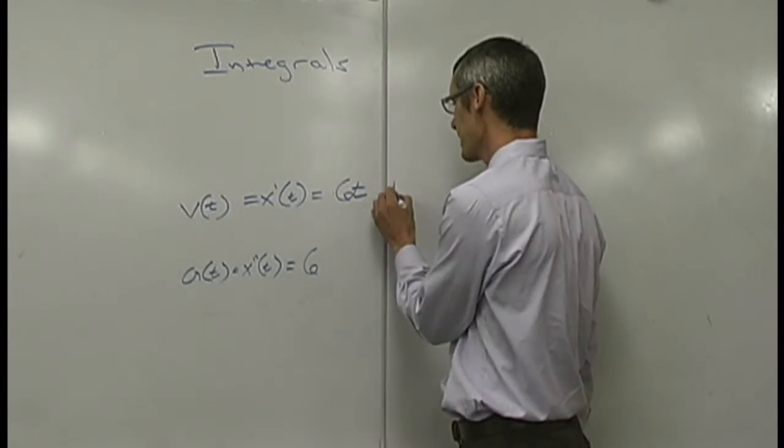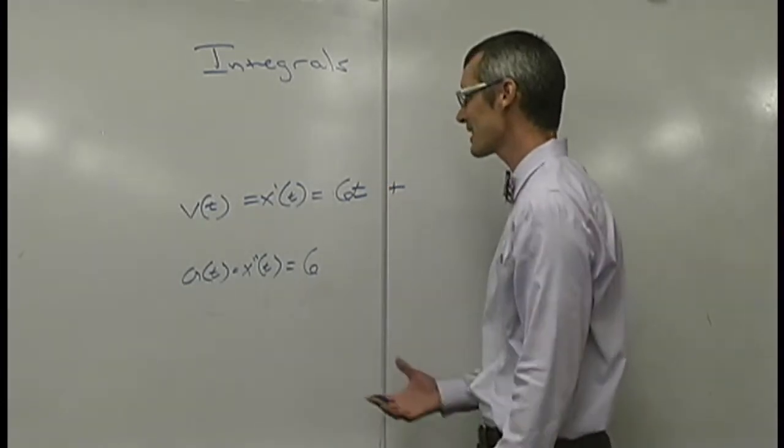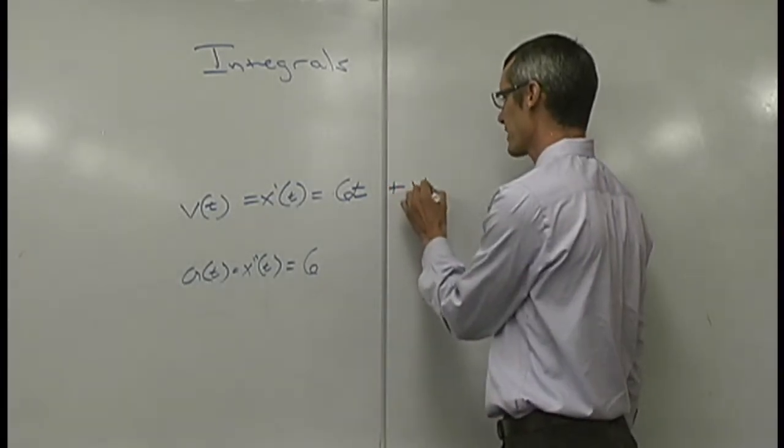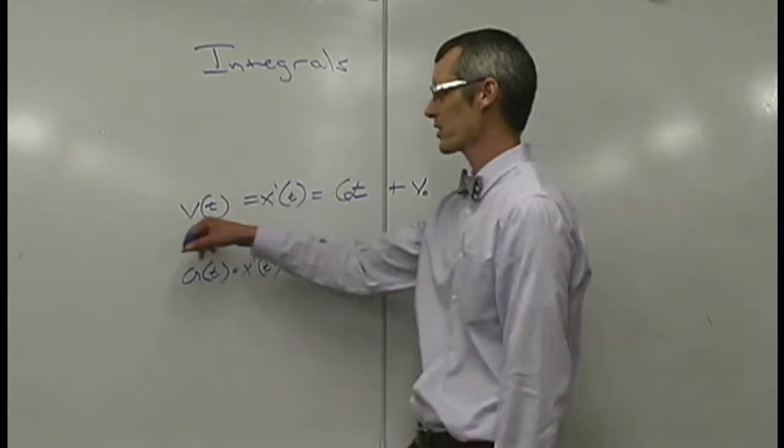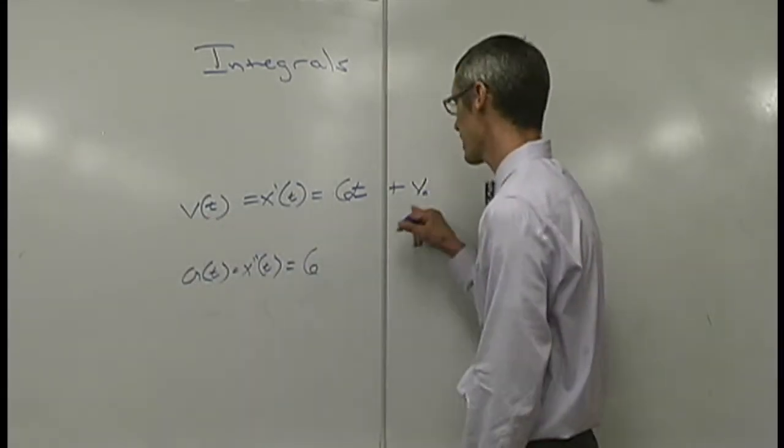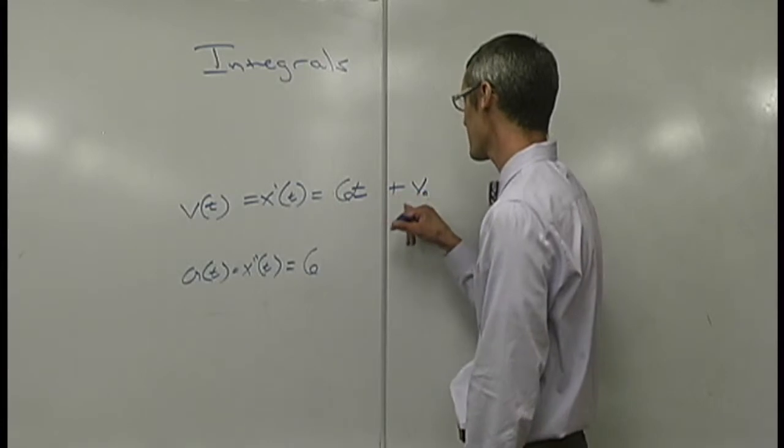But we're not quite done, because it's 6t plus some constant. In this case, we usually write the initial velocity, since we are talking about the velocity. What are the initial conditions of the velocity? So 6t plus v0.